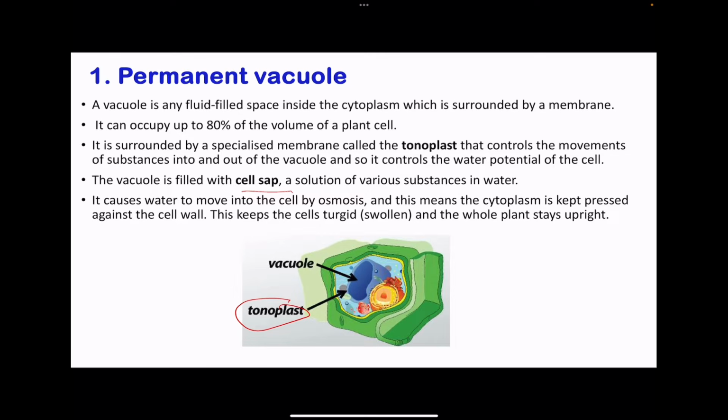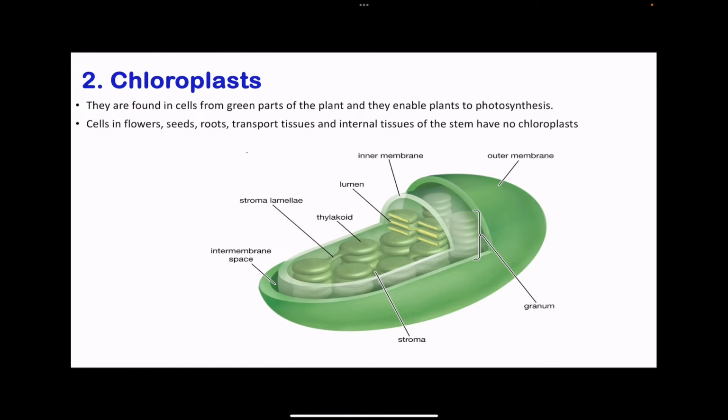In controlling the water potential of the cell, the vacuole contains dissolved solids that allow water to move into the cell by osmosis in order to cause the cell to become turgid or swollen so that the plant can remain upright. Next, we go to the chloroplasts.